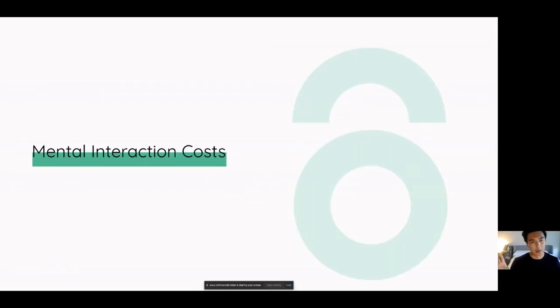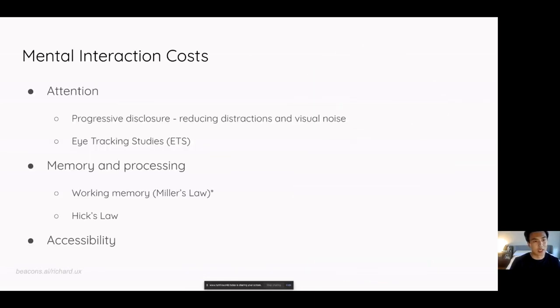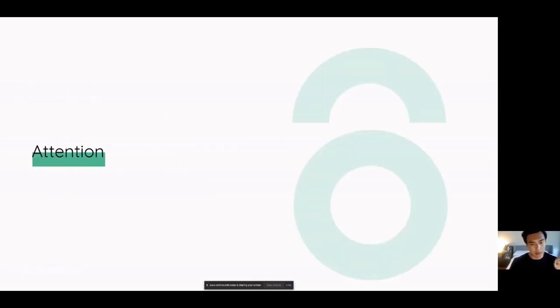Let's talk about the two types of interaction costs in a bit more detail. For mental interaction costs, you can think about it in three big buckets: attention, memory and processing, and accessibility. Under attention, I'm going to talk about the concept of progressive disclosure, which is focused on reducing distractions and visual noise, and also introduce the concept of eye tracking. In memory and processing, I'm going to talk about working memory in reference to Miller's Law and also Hick's Law. Then I'll briefly talk about accessibility as well, just to introduce the concept to any designers who don't know it. So let's go through this one at a time.